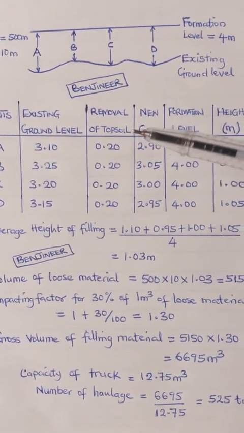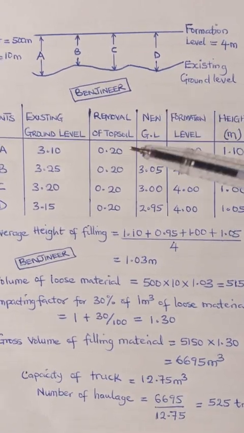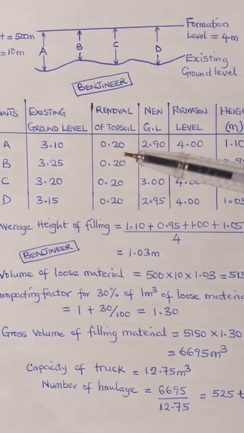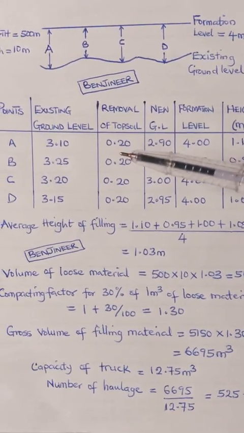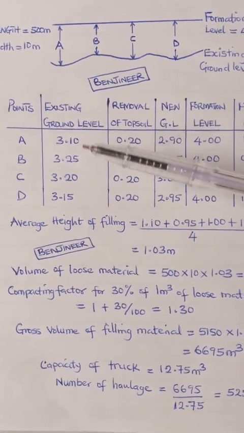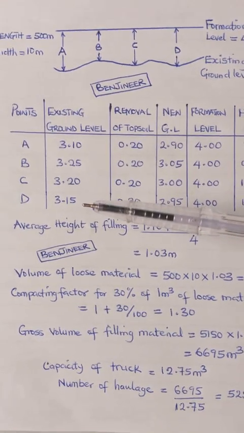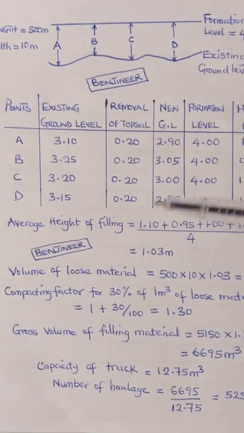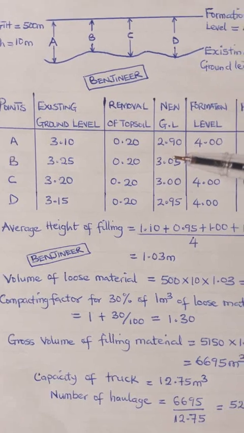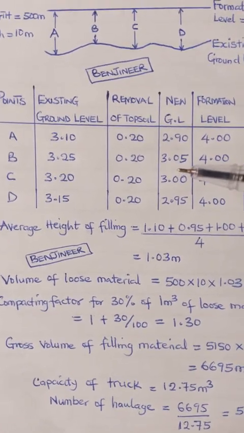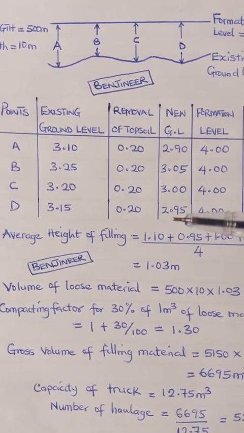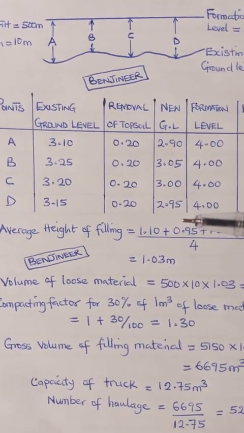Okay, then we remove topsoil. We expect to remove topsoil of 200 millimeters. So that gives us 0.20 meters. So we deduct 0.2 meters from the existing ground levels for points A, B, C, D. When we do that, we have a new ground level. For A, we have 2.90. For B, we have 3.05. For C, we have 3.00. For D, we have 2.95.